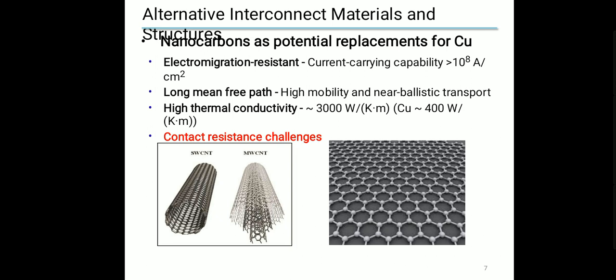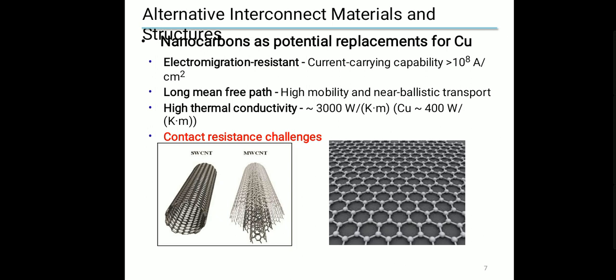What is thermal conductivity? It is the measure of its ability to conduct heat. So it conducts more heat than copper. That is why it performs well.